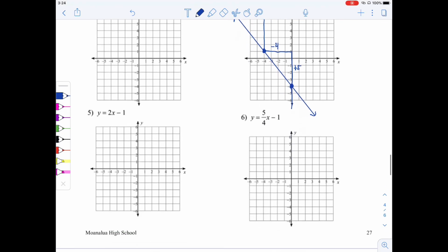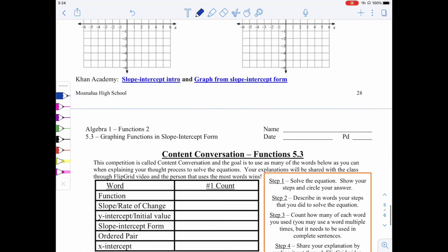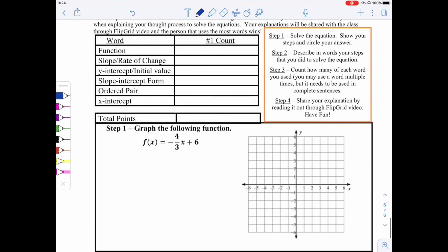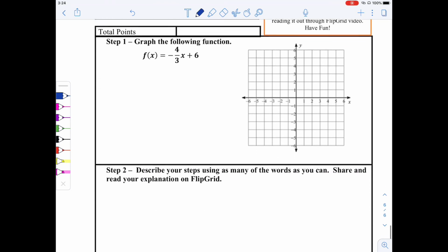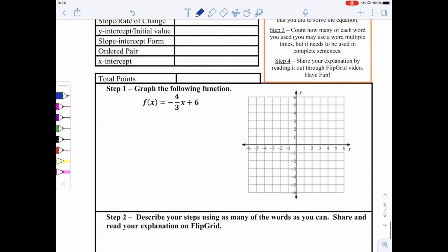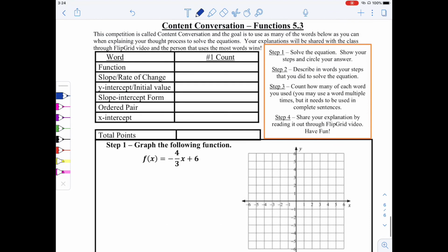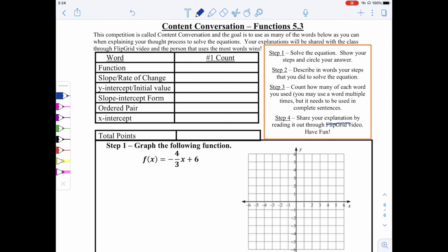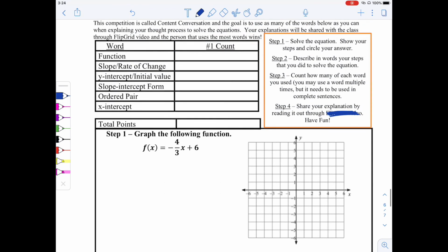Okay, that should get you started. Answer the questions on Khan Academy. Last problem. You're going to graph it and explain what you are doing with your steps. And we're not doing the Flipgrid. Cancel that. So just write it in there. Use your words and answer the problem. All right, good luck, guys.